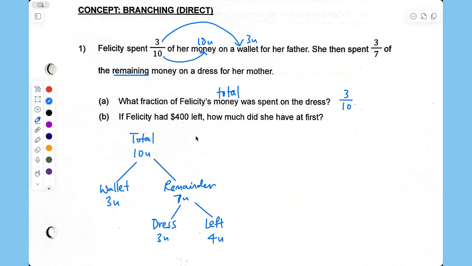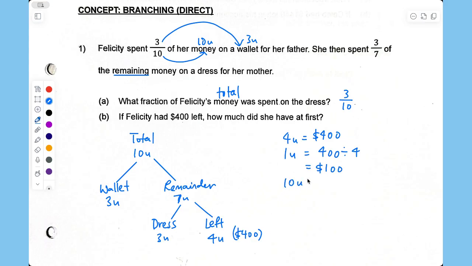For part B, if Felicity had $400 left, that means 4 units is $400. How much did she have at first? We need to find 10 units. But let's find 1 unit first. That will be 400 divided by 4. That gives us $100.